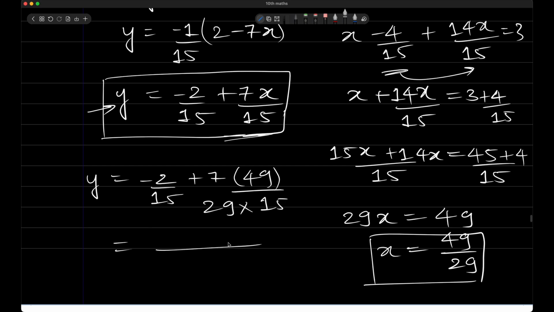That is equals to, 29 into 15 will be the LCM, that is equals to 29 into 2 is 58, plus 7 into 49, that is equals to 343.